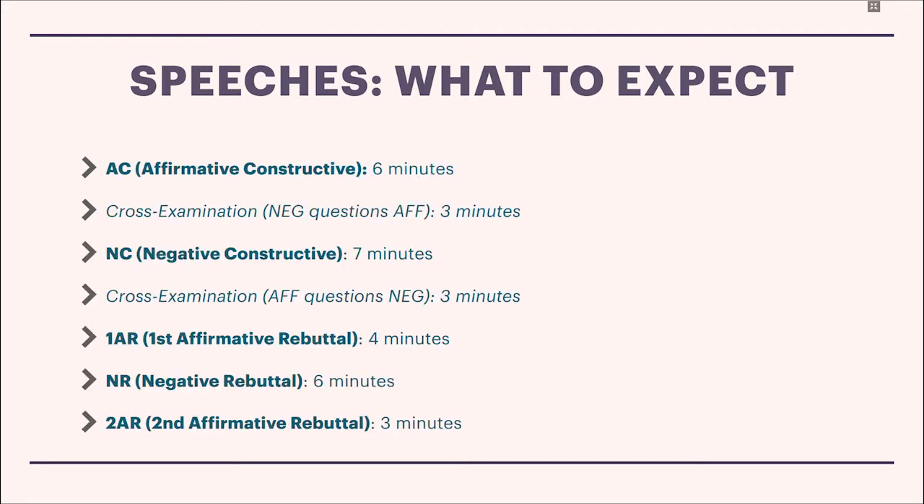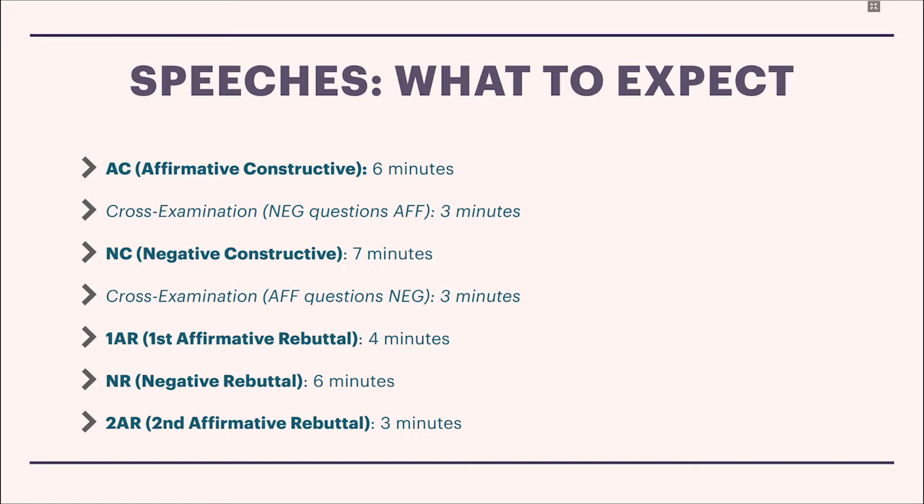Here are all the different speeches in the debate round. I know this is a lot of text. I don't want you to worry about memorizing it. Just notice that it follows a certain system. Each speech has a little acronym, and the letters in the acronym correspond to words that you've already learned in this presentation. So the A stands for affirmative, the N stands for negative, the C stands for constructive, and the R stands for rebuttal. So the affirmative starts off with a 6-minute constructive, negative follows them up with a 7-minute constructive. And at this point, the constructive speeches are over.